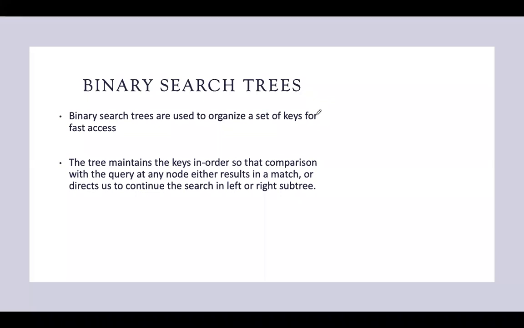So a binary tree, as you all know, starts with a root, and we have to organize the keys such that either in that node we'll find the key, or it will direct us to go either left side or right side in the search of the key.